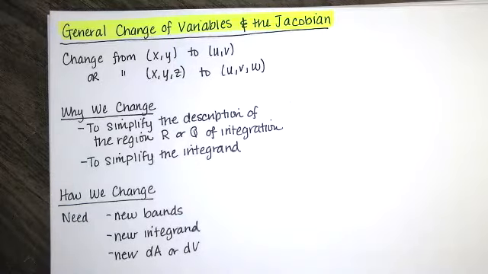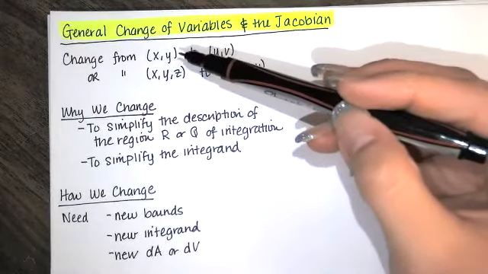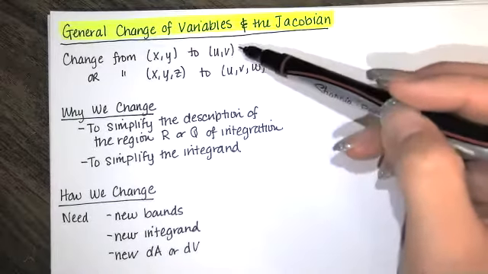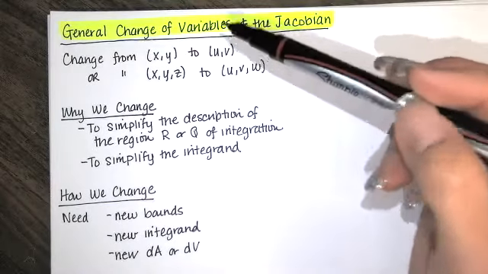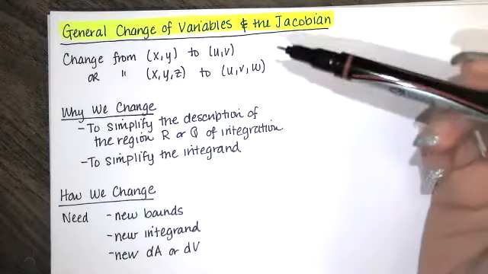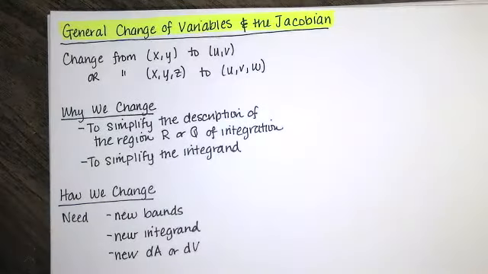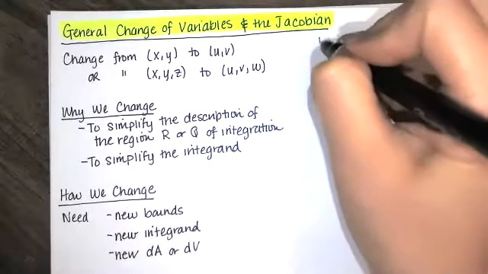This video is about the Jacobian and general changes of variables. Here we're looking at double integrals and triple integrals. And we're talking about changing from rectangular coordinates x and y to some new coordinates u and v, or switching from rectangular coordinates x, y, and z to some new coordinates u, v, and w. We've done this before. Every time you changed from rectangular to polar, you were using a change of variables.